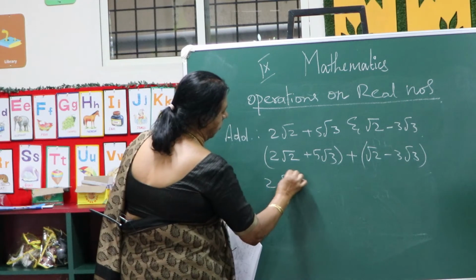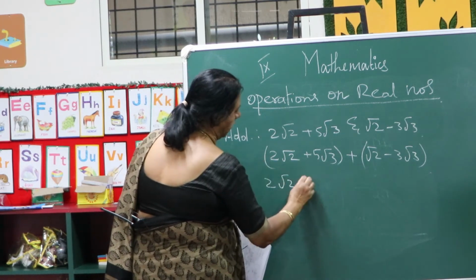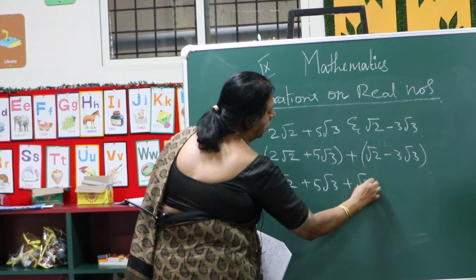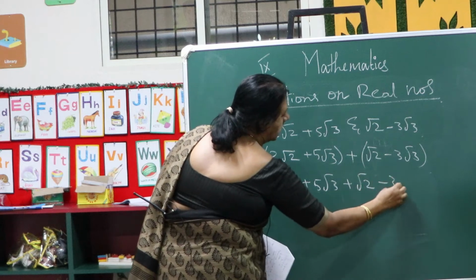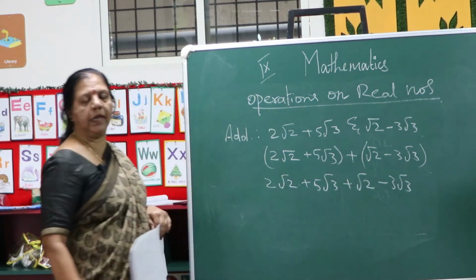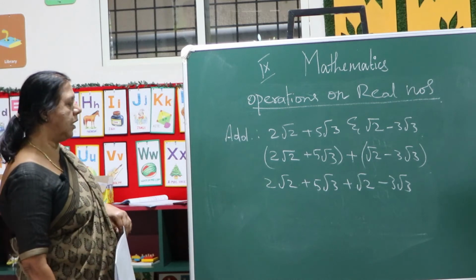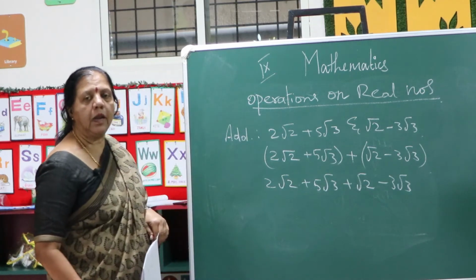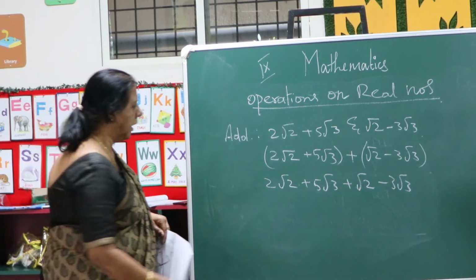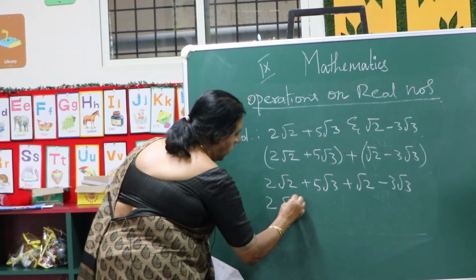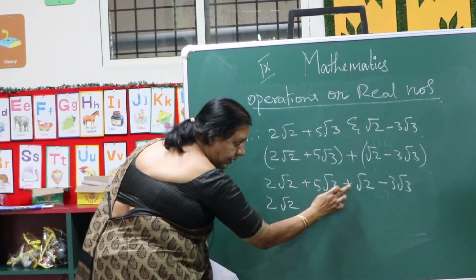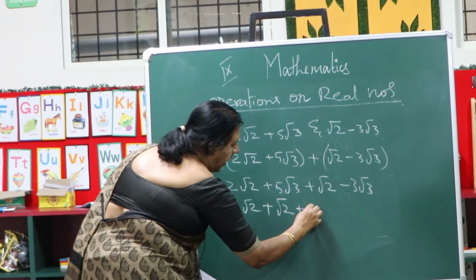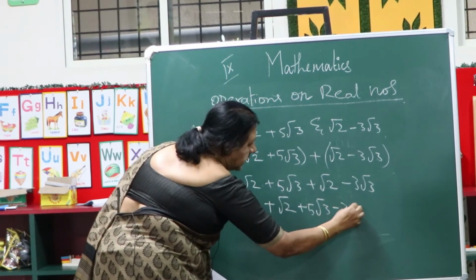2 root 2, plus into plus is plus, 5 root 3, plus into plus is plus, 2 root 2, plus into minus is minus 3 root 3. Very easy. Okay, which are the like terms here? See here, root 2 is there, root 2 is there. These are like surds. So here 2 root 2 bring here along with the sign, plus 5 root 3 minus 3 root 3.